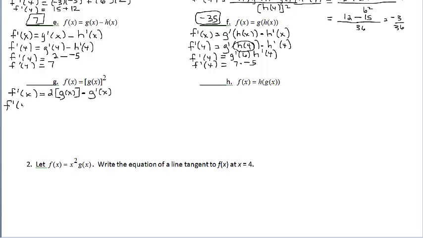All right. Now we can evaluate at 4. So this is twice the value of g of 4. G of 4 is negative 3, so twice negative 3, and then that's multiplied by g prime of 4, which is 2. Alright, and then multiplying all this together, negative 6 times 2 is negative 12.